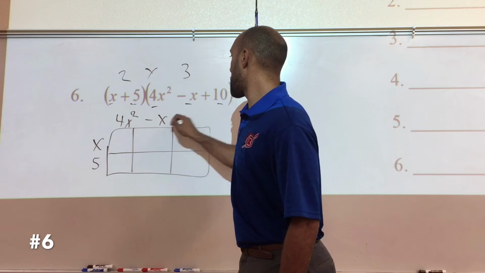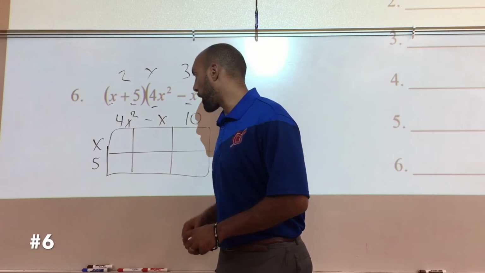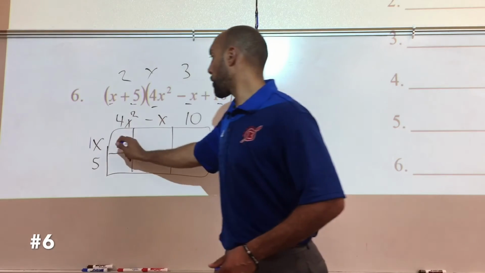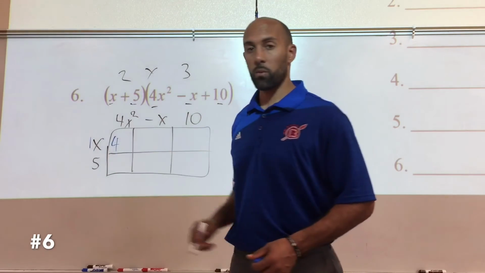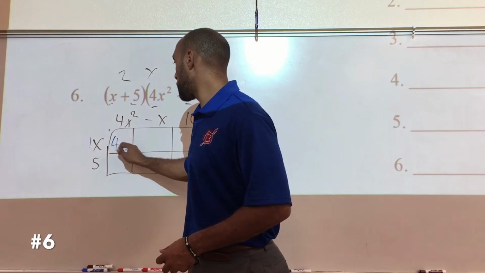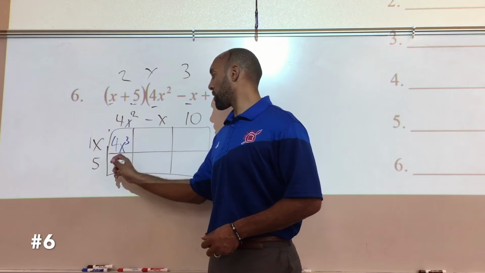And now let's multiply. Okay, let's do blue this time. Okay, there's no number here except for 1, so 1 times 4 is just 4. X times x squared, remember there's a 1 there, so just 1 plus 3, 1 plus 2. Okay, x cubed. 5 times 4, 20.